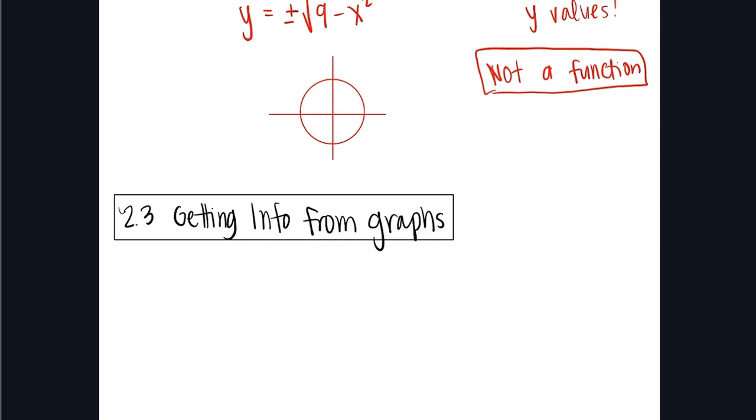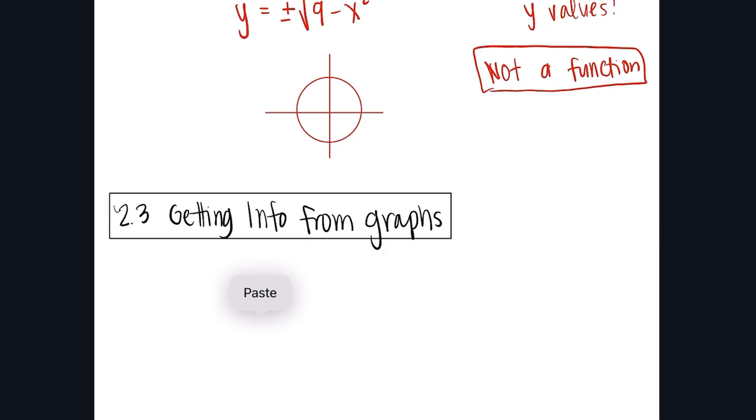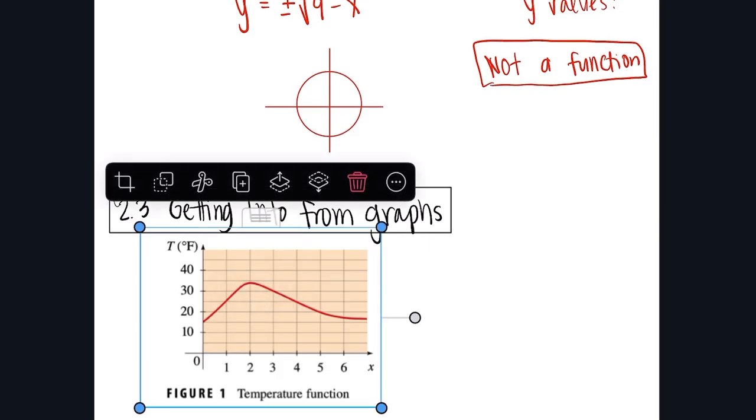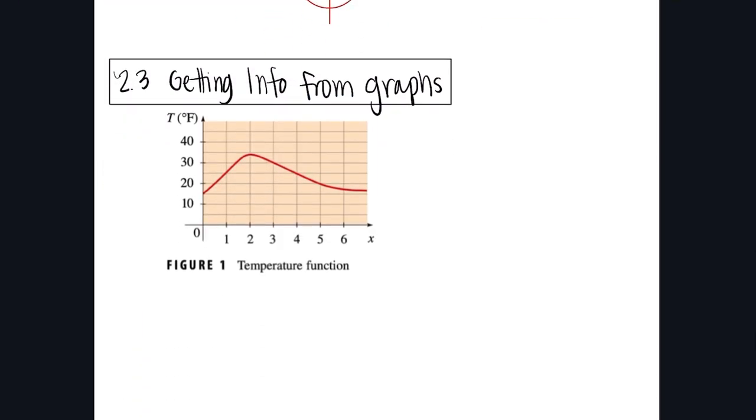Okay, so I'm going to put a graph on here. This is on page 206 in your book if you wanted to look at that. So this is looking at the temperature. I'm actually not sure what the x values represent. I'm guessing over time, probably hours, but maybe days. I actually have no idea what the units are on this.